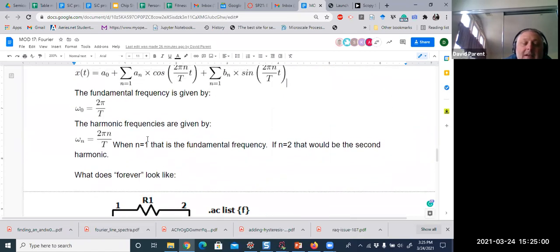All right. If n equals 1, that's the fundamental frequency. And then the terminology is, if n equals 2, that would be the second harmonic. If n equaled 3, that would be the third harmonic.